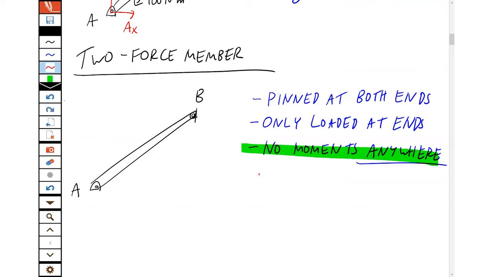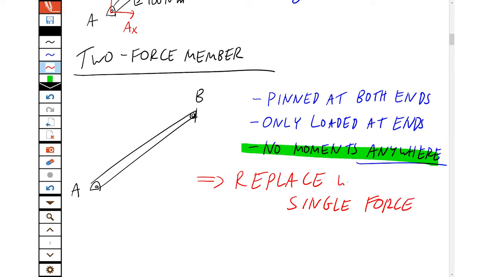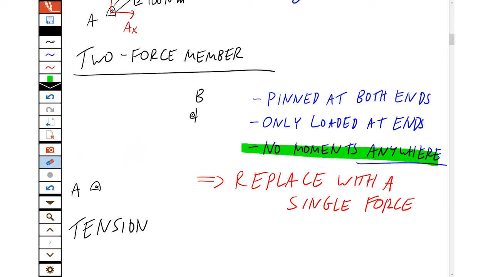Now, what does this give us? Well, the benefit is this means we have a two-force member, so we can replace the member with a single force. Just one force. And this force could be in tension. What does that mean? It means this member is just pulling on both its ends, like a rope. So you've got AB pulling up there, and AB pulling down there. And that's just like a rope or a cable we saw earlier.